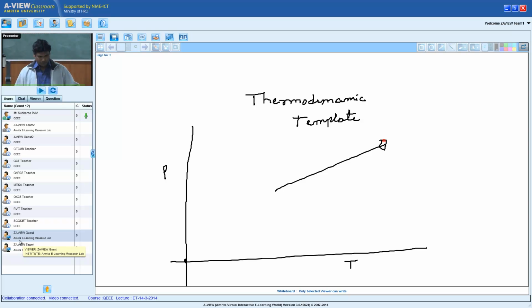Okay, so can you give me eraser for this? Eraser. I want to erase this. Erase this one. Erase.